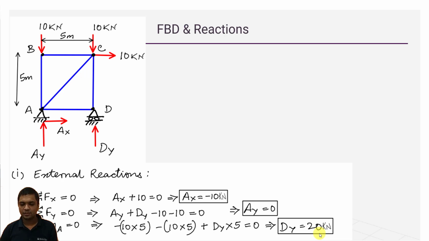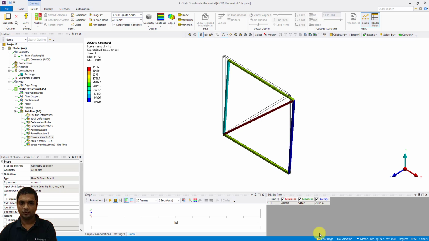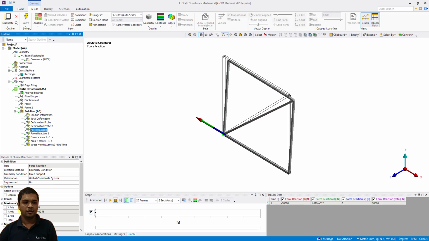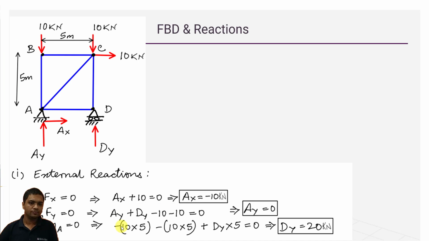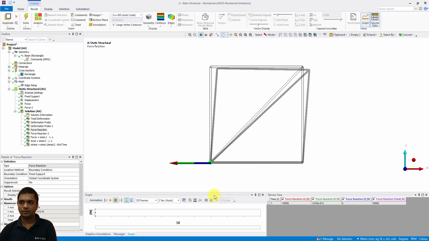Now let's check this with the ANSYS results. So this is our ANSYS part. For force reaction in the x axis at point A, let me look into the normal direction. At A location we are getting in x direction minus 10,000 Newton. That's what we got in this also, right? Minus 10 kilonewton. Let me keep this side by side so I can compare.